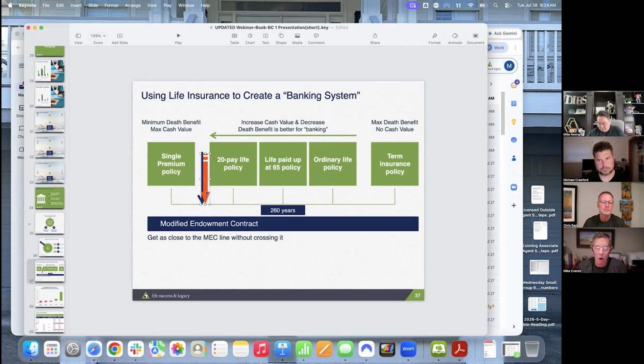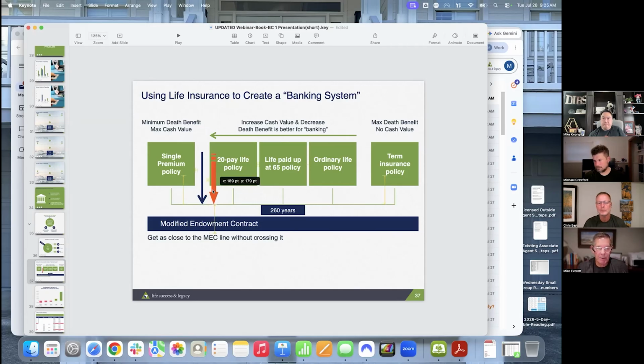Because if you make one wrong move, this thing jumps onto the other side of the modified endowment contract line, and it becomes an investment, and every dollar that comes out of that thing becomes a taxable event, and you can't go back. So Life Success and Legacy, we are built on trusting long-term relationships, period. If we are educating you, if we are teaching you, if you are actually growing and learning about the infinite banking concept, you realize that Life Success and Legacy is in your corner.